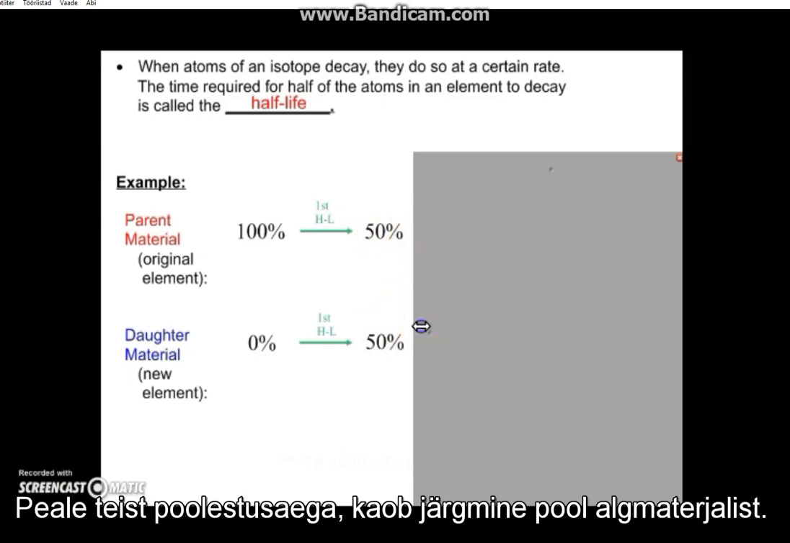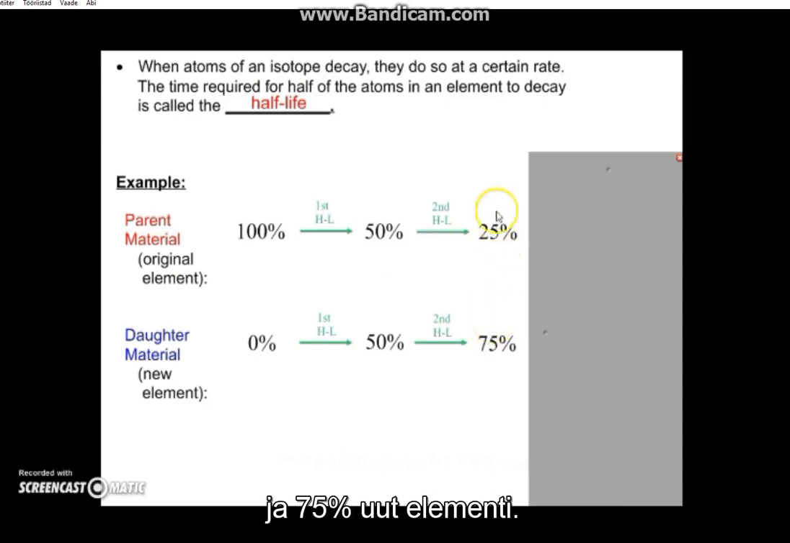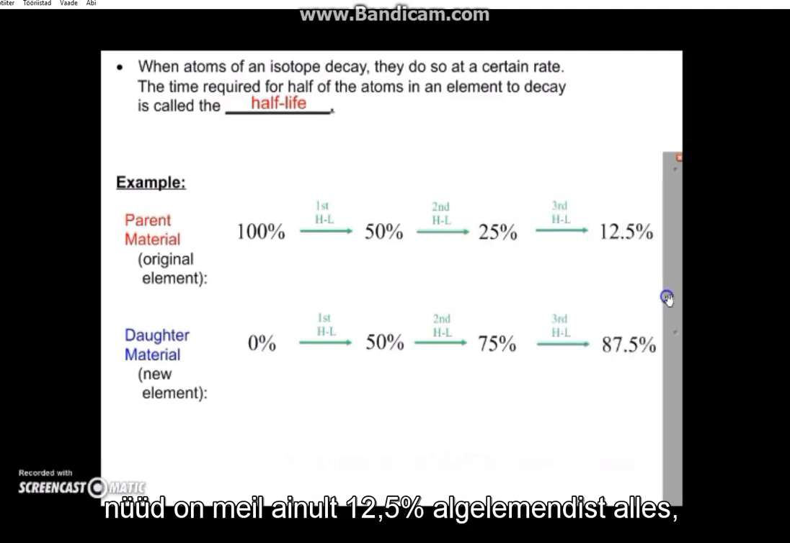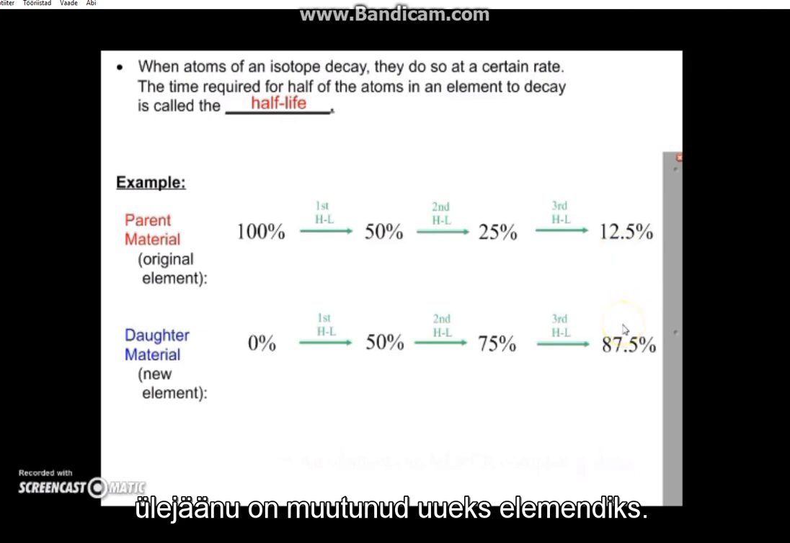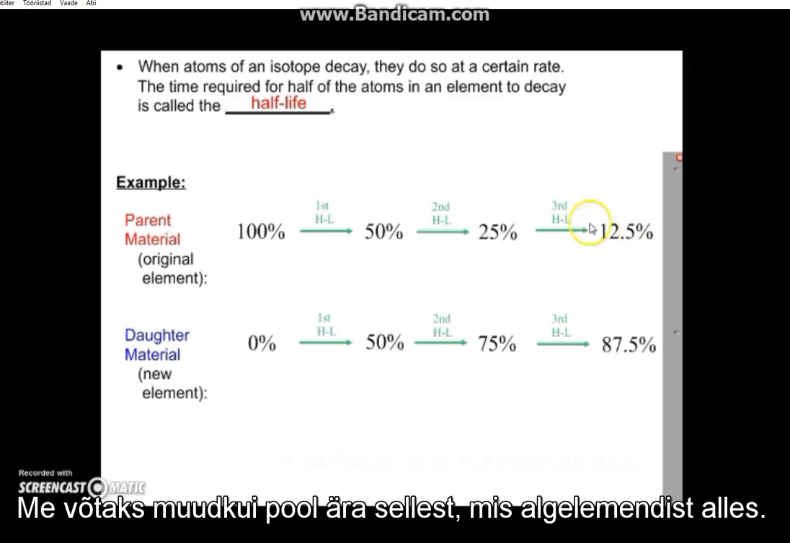After a second half-life, we're going to lose another half of the parent. So now there's 25% left of the parent and 75% of the daughter. It still equals 100%. After a third half-life, we're going to lose another half of the parent. So now we only have 12.5% of that parent material left. The rest has decayed into the daughter. And we could keep going, a fourth half-life, a fifth half-life, and so on. We just keep taking away half of what's left of the parent.